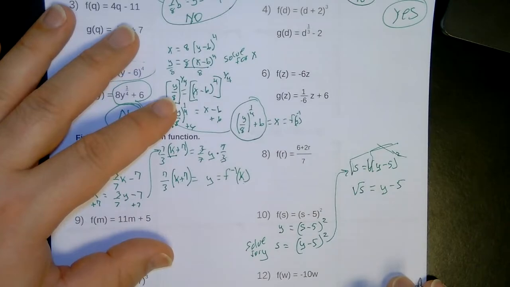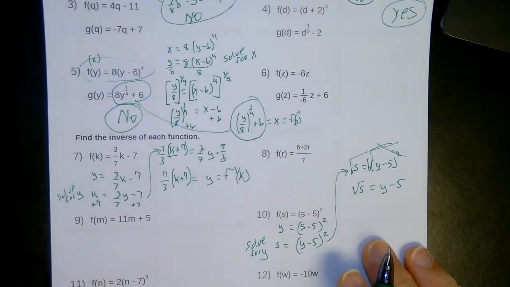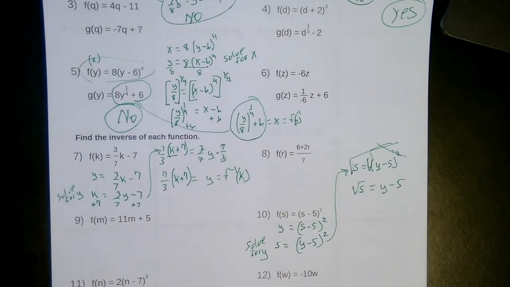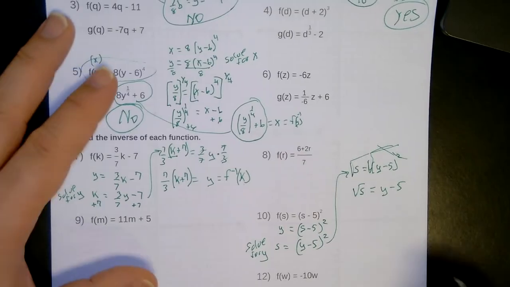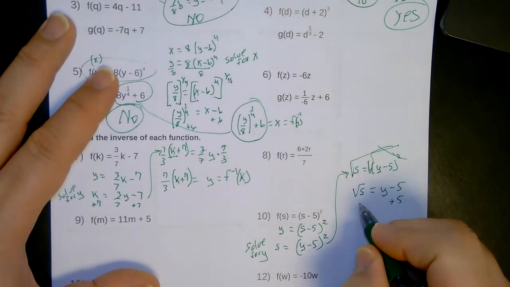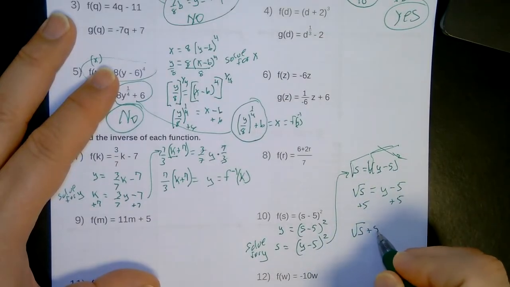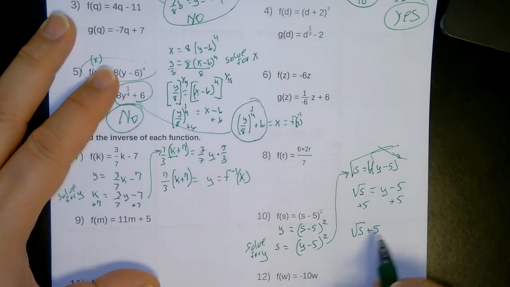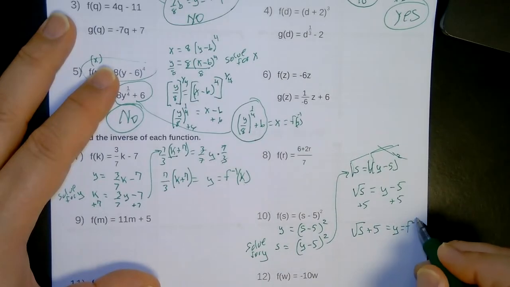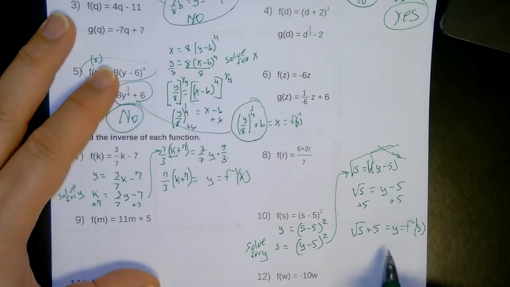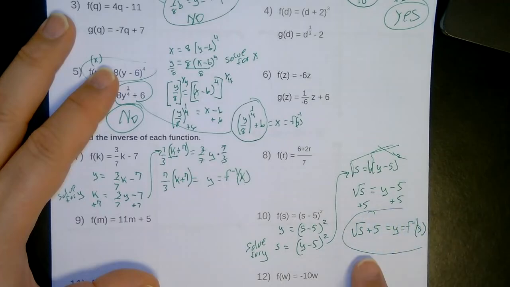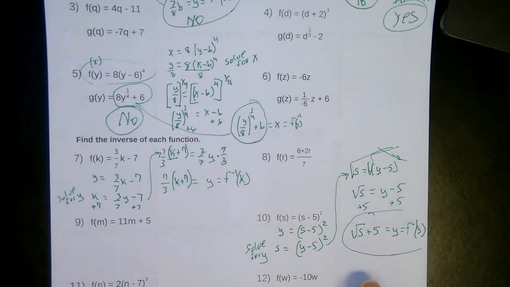Now from here, all we have to do is add 5 to both sides and we'll be in good shape. So that's all I'm going to do. Add 5, add 5. My final answer is the square root of s plus 5, separate from the square root symbol, that equals y, which equals my inverse, using inverse notation, of s. So there's my final answer right here. You're all set.